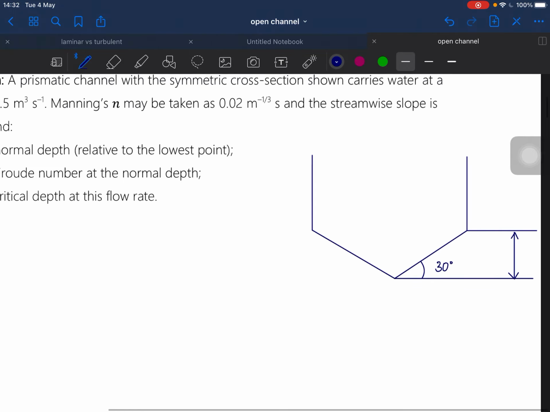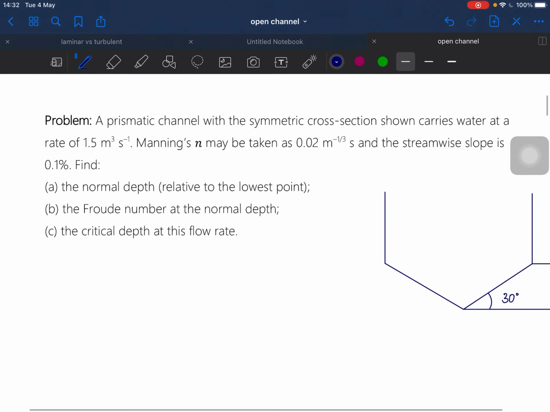Okay, imagine it's perfect. They gave us the symmetric cross-section shown, which carries water at the rate of 1.5 cubic meters per second, and the Manning's n is 0.2, and the streamwise slope is 0.1. So we highlight all the numbers we need to use in the calculation. The question is how to find the normal depth relative to the lowest point, which is the bottom here.